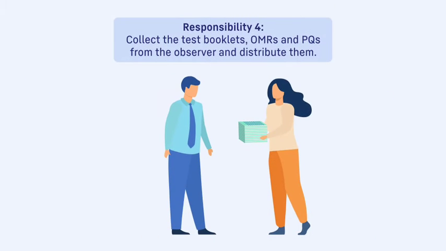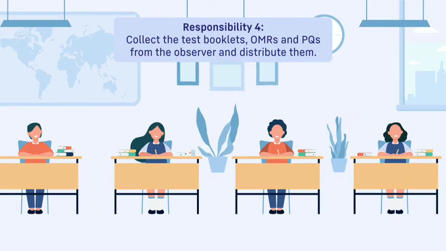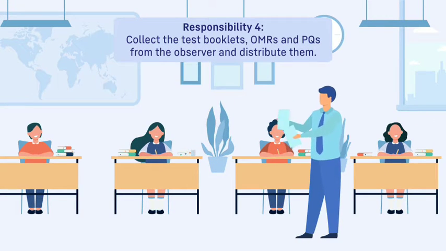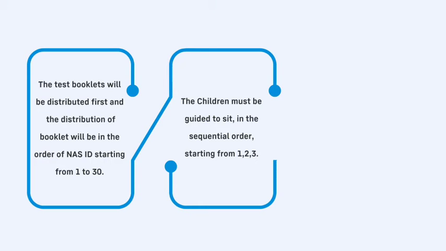Then collect the test booklets, OMRs and PQs from the observer and distribute the test booklets and OMRs as per the distribution protocol. The test booklets will be distributed first and the distribution of booklets will be in the order of NAS ID starting from 1 to 30. The children must be guided to sit in sequential order starting from 1 to 30.